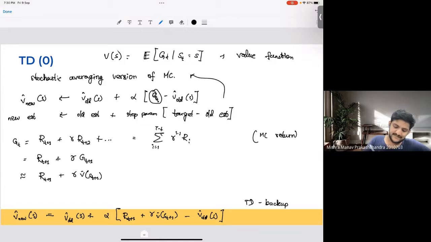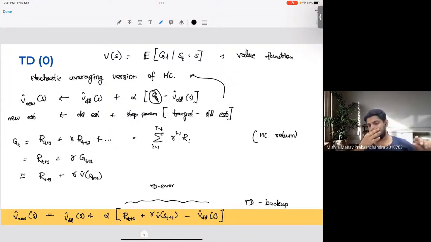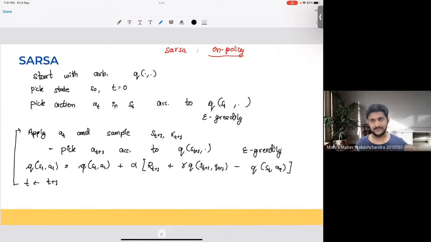And this term inside it has a special name. This is known as the TD error. So this is the error term, right? This is the target minus the estimate. So you're trying to get closer and closer to the target with each estimate. You have this delta t parameter to represent the TD error. So this is your TD zero algorithm.